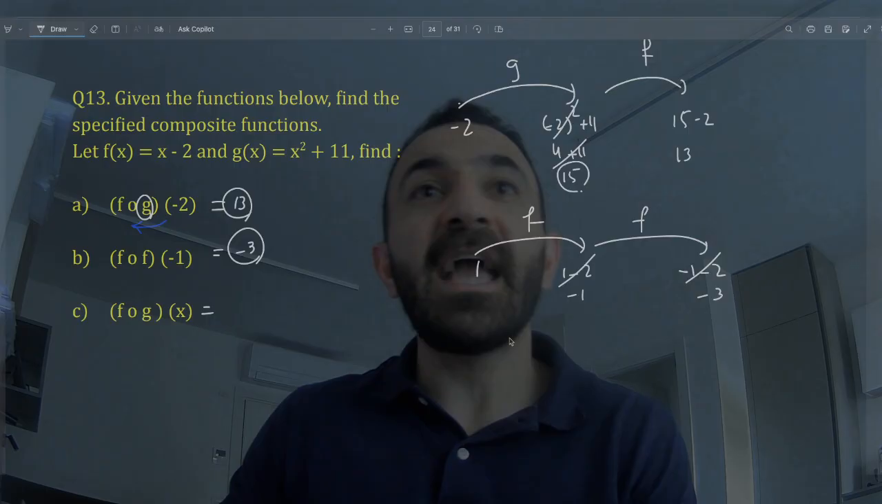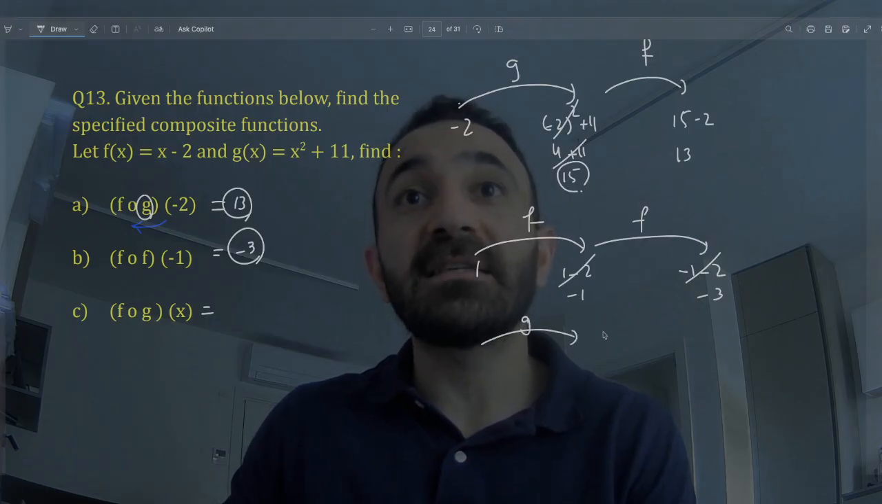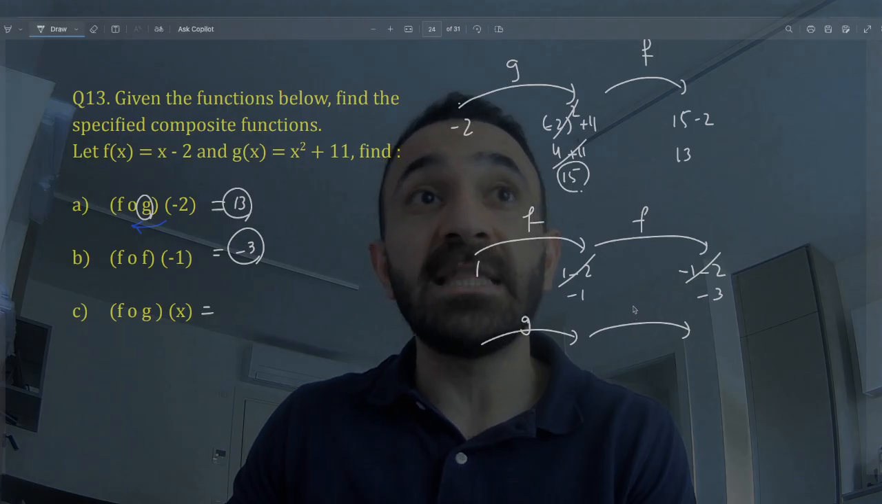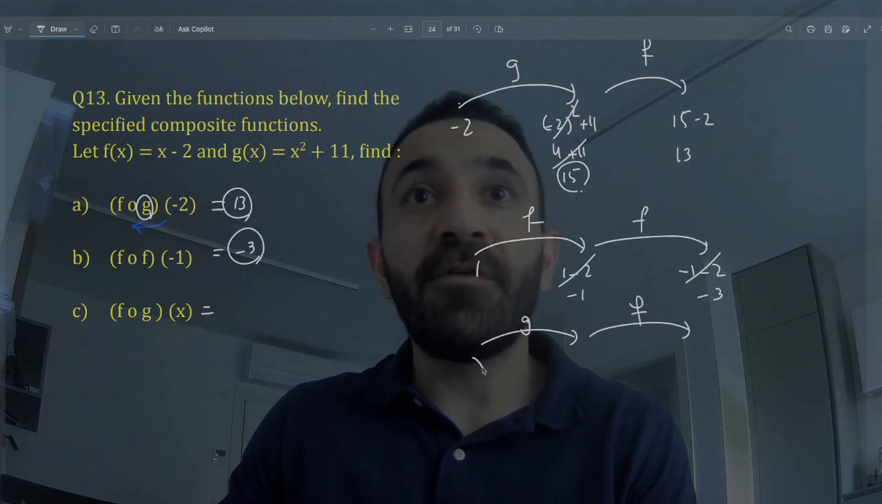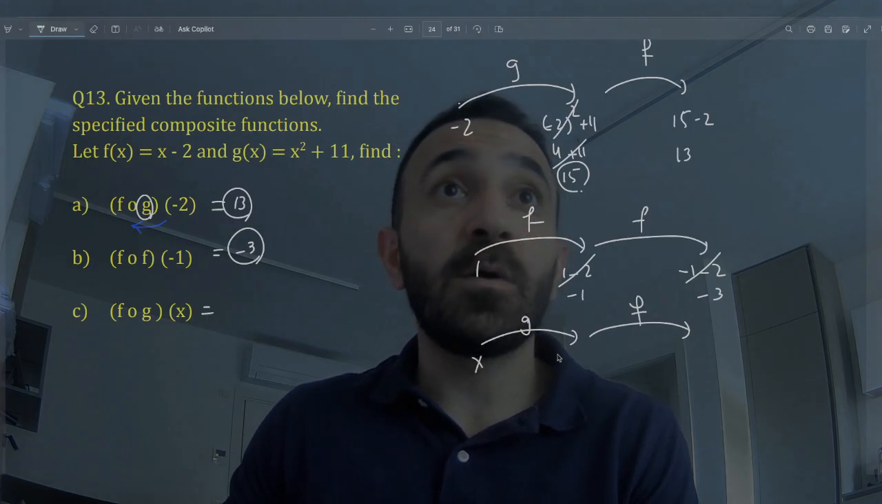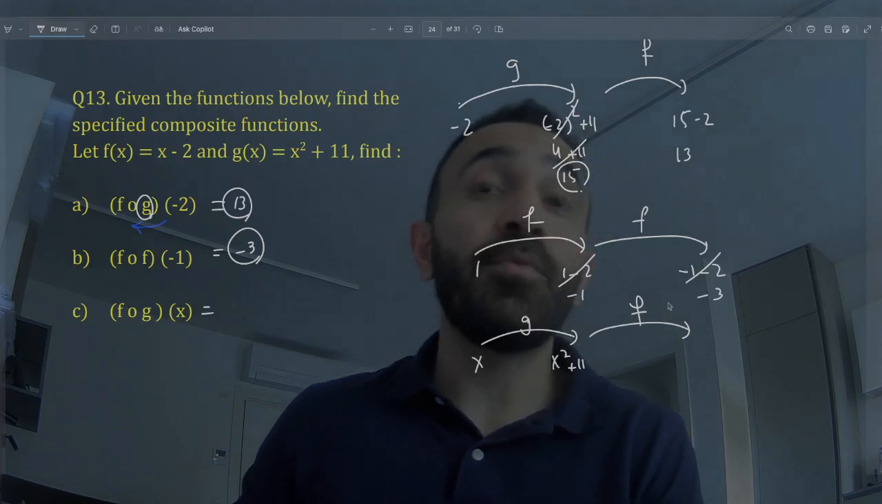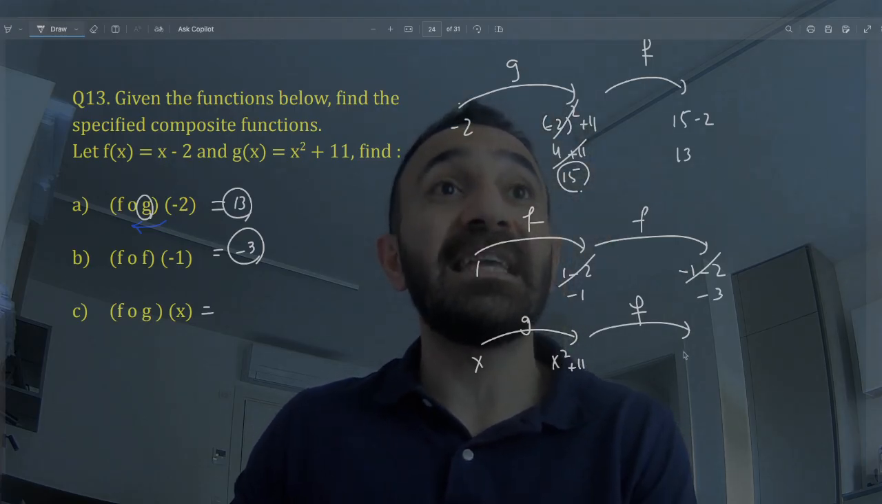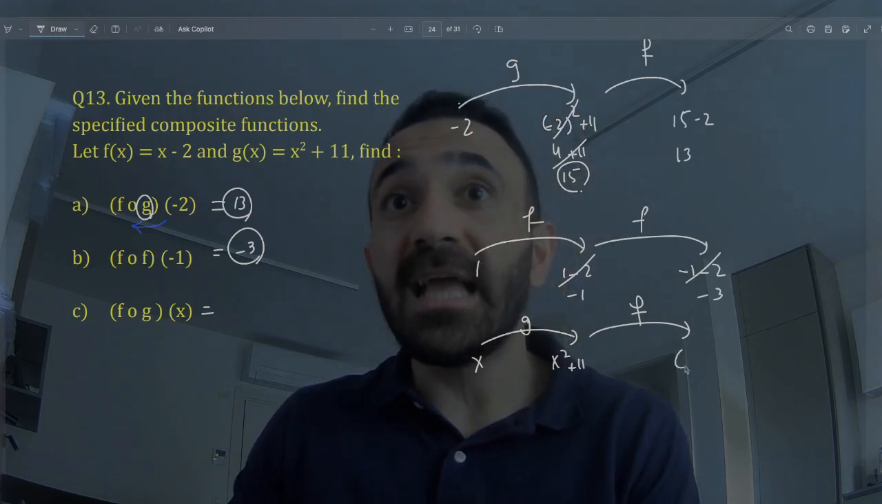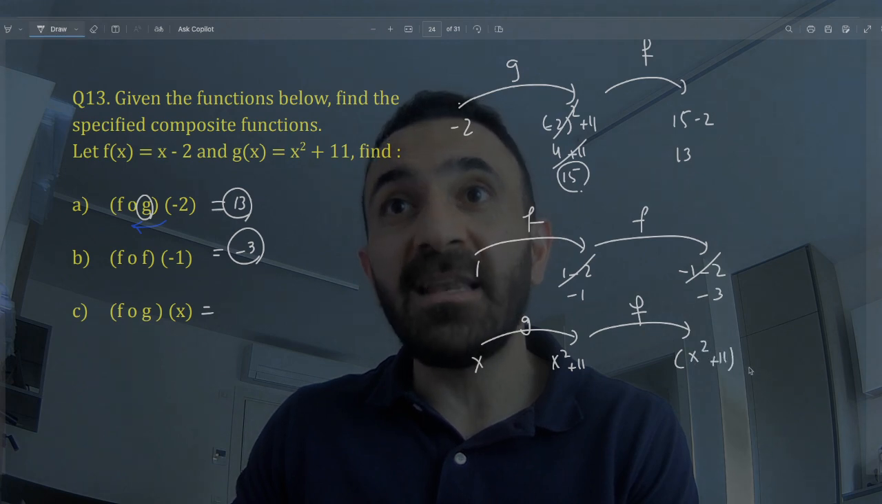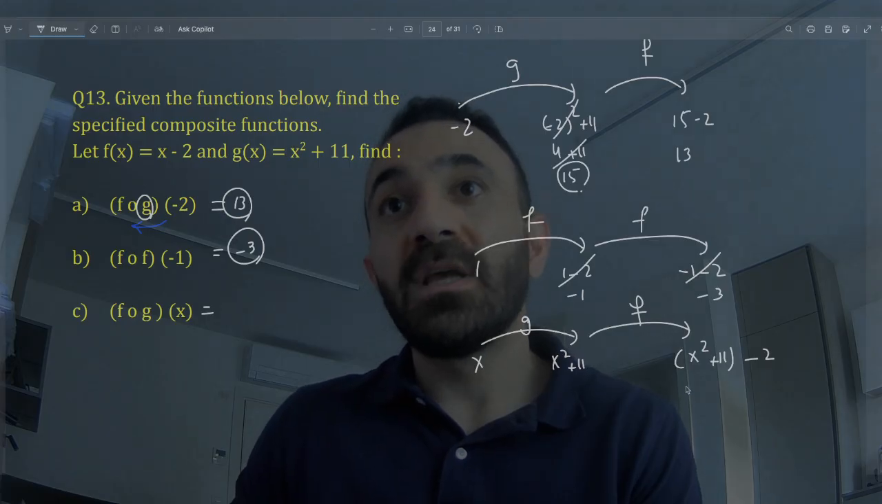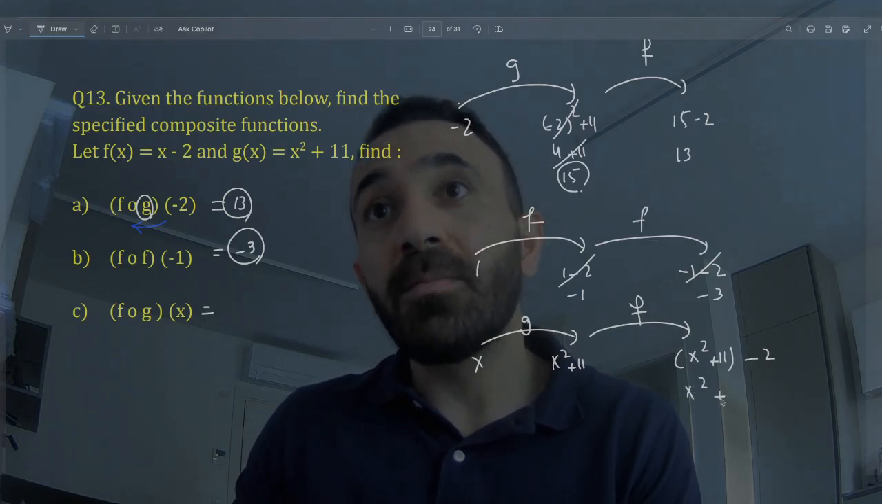f of g of x. I have to start with g and then I'm going to put f. In function g, I put x. So the output is x to the power of 2 plus 11. And in function f, I'm putting x to the power of 2 plus 11 as the input. So the output is x to the power of 2 plus 11 minus 2. So it's x to the power of 2 plus 9.